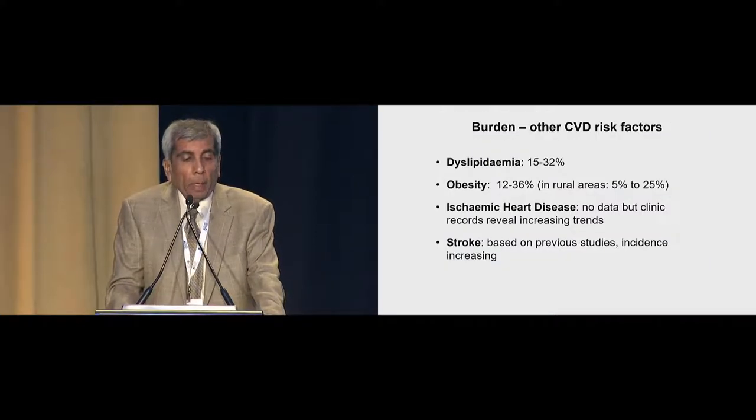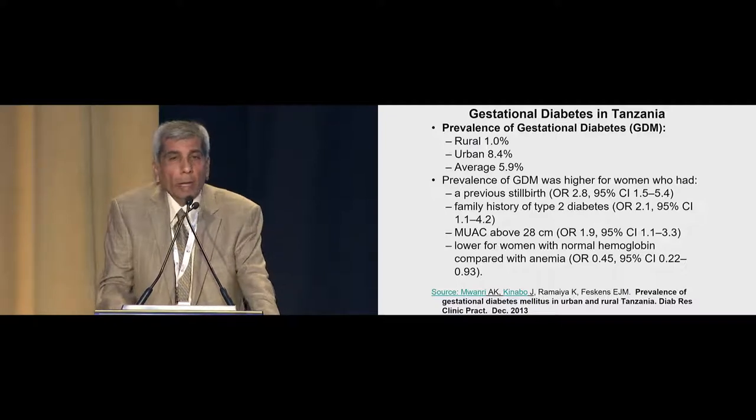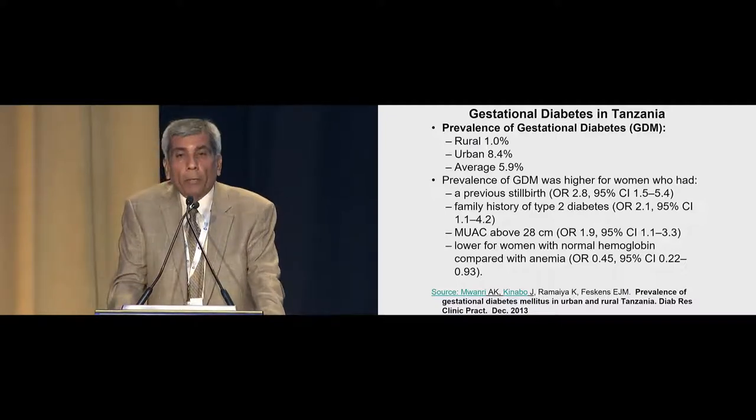Other risk factors: dyslipidemia increased from 15 to 32%, obesity from 12 to 36% in urban areas, and in rural areas, obesity has increased from 5% to 25%. Ischemic heart disease, we do not have much data, but the clinic attendance currently shows an increasing trend of ischemic heart disease, and stroke, again, based on the previous data we have, the incidence and the prevalence of stroke is extremely high. Gestational diabetes, in a study which we did recently, in the rural population was less than 1%, in the urban population it was 8.4%, and this was very closely linked with hypertension in pregnancy, which was around 20 to 25%.